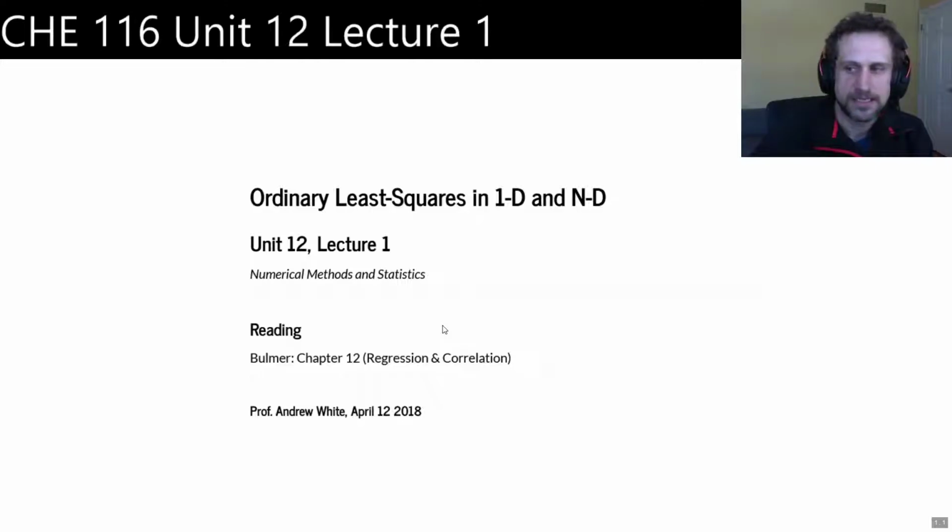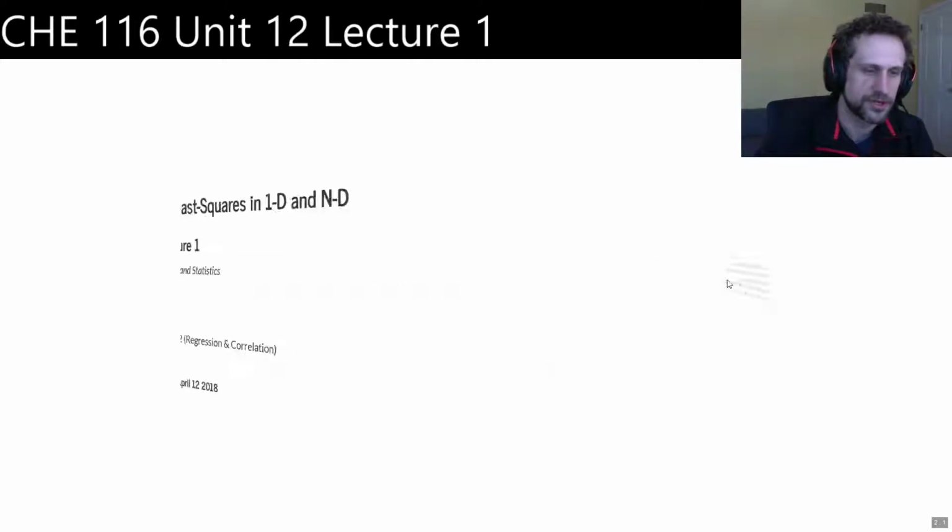So we saw in the last lecture how to do hypothesis tests, but hypothesis tests don't give us any predictive power. If we want to use a numerical model to predict an outcome, having a hypothesis test doesn't help us at all with that. So that's where regression comes in.